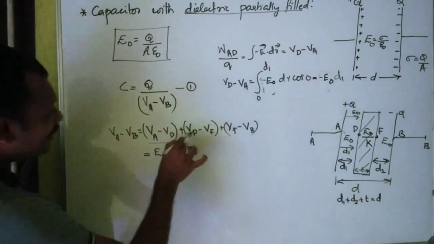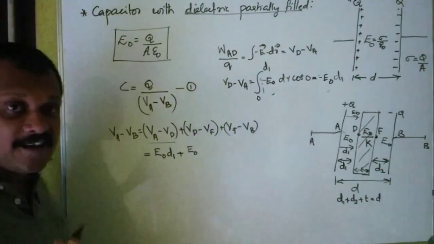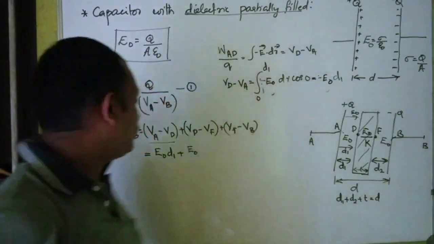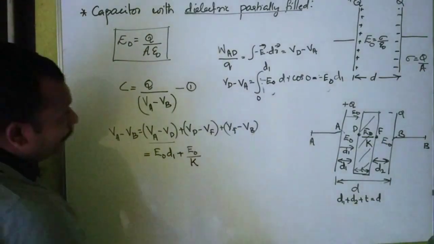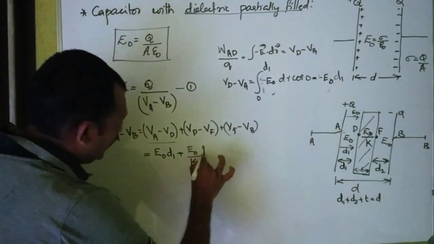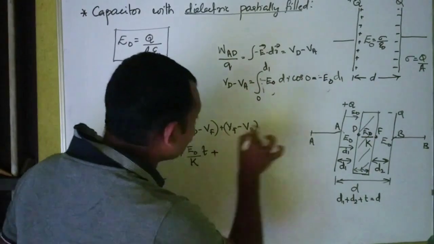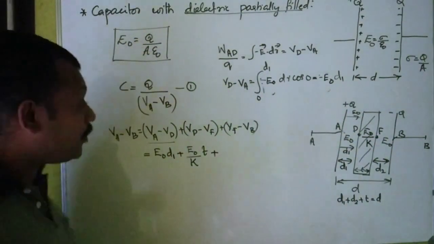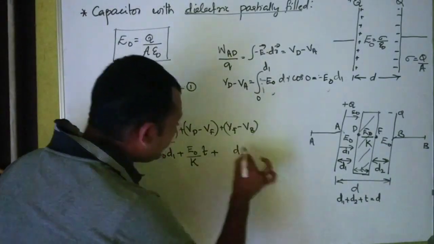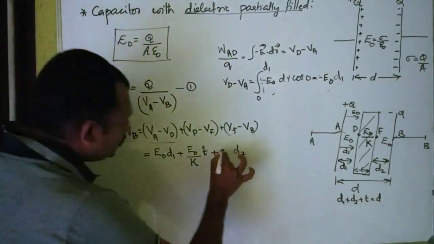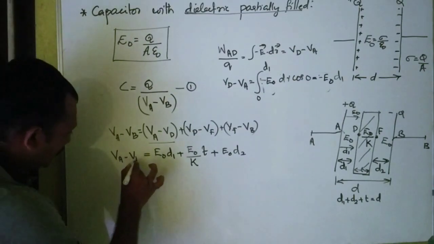Now tell me what is VD minus VF? The electric field between D and F. What is that? E0 by K into the separation between the points D and F. It is T. So E0 by K into T plus. The next thing is VF minus VB. Yes, come on. What is the separation between the points F and B? It is D2. What is the electric field between the points F and B? E0. Yes. Now I got VA minus VB is equal to this term.